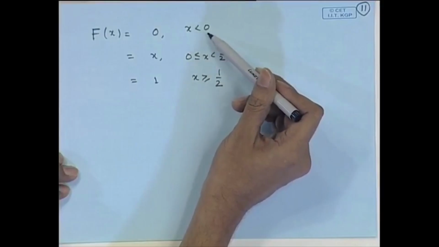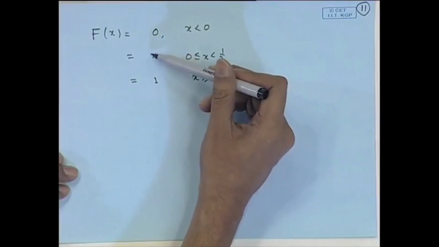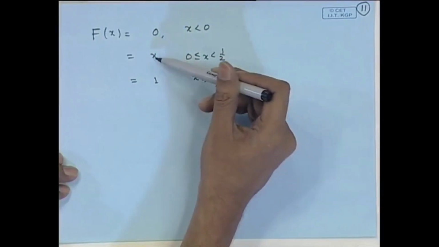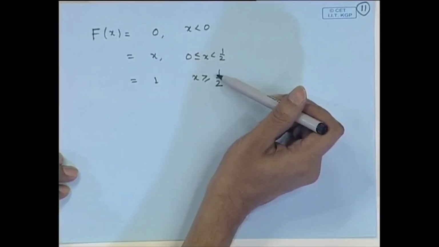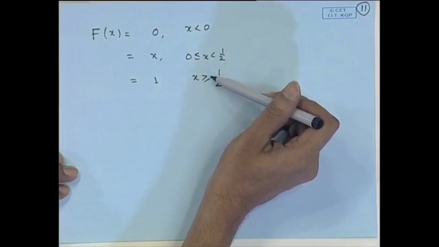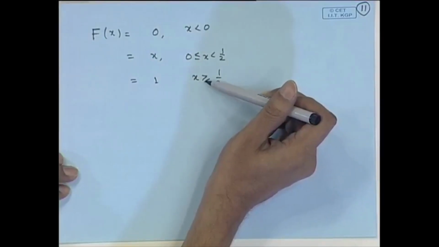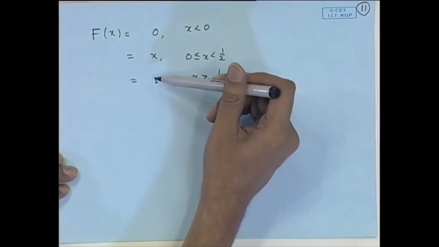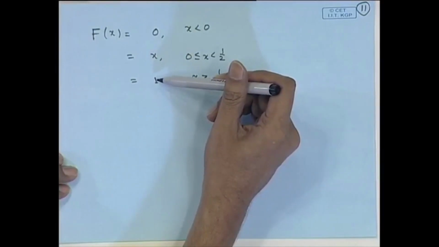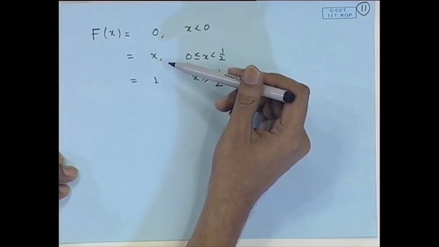If I check at x equal to 0, the right hand limit at x equal to 0 is 0, the value at x equal to 0 is 0. So, it is continuous from right at 0. Let us take the value x equal to half. The right hand limit at x equal to half is 1 and the value at x equal to half is 1. Therefore, the function is continuous from right. So, it is defining the CDF of a random variable.